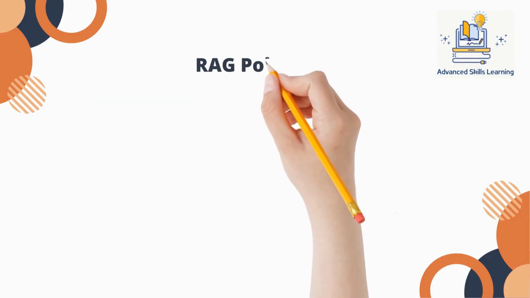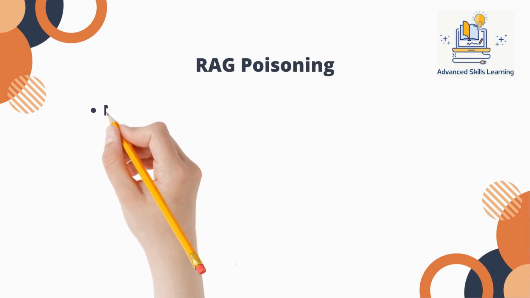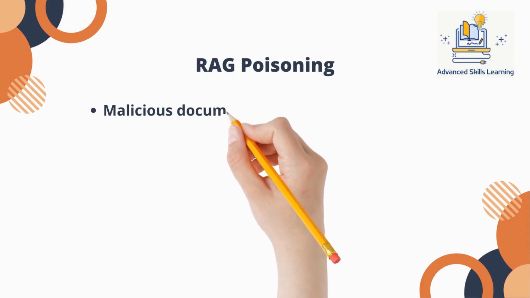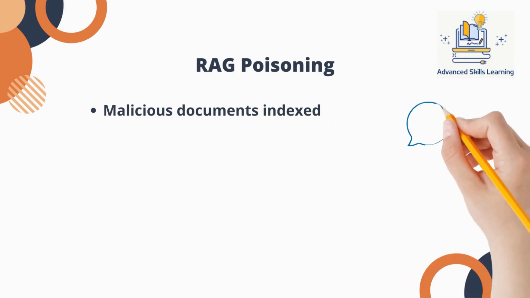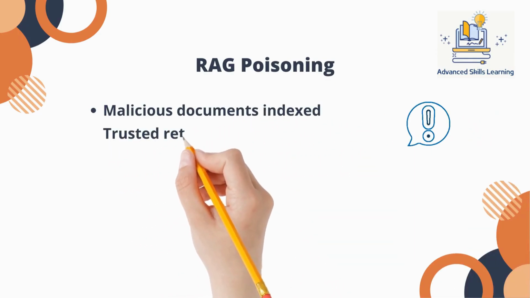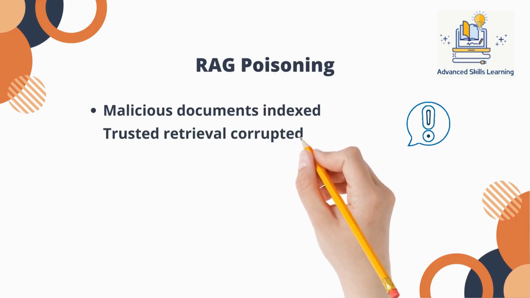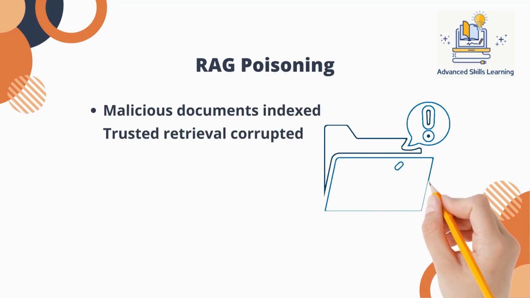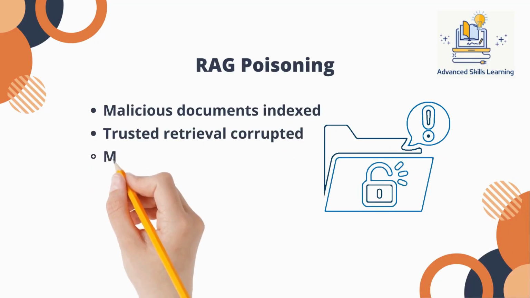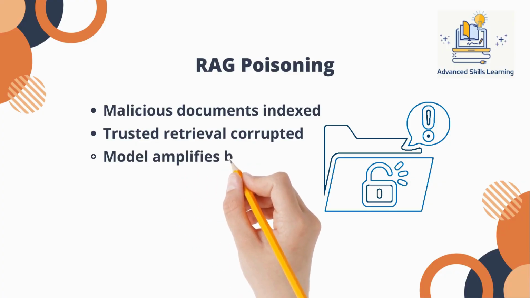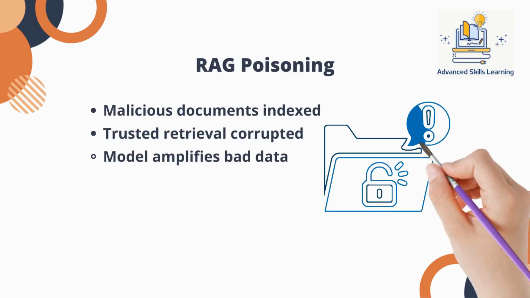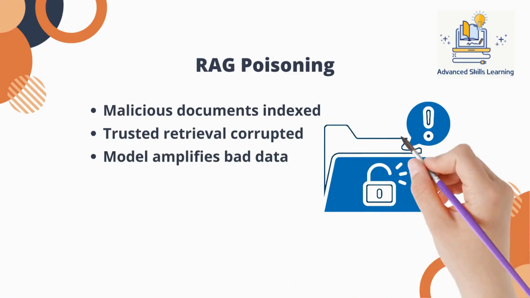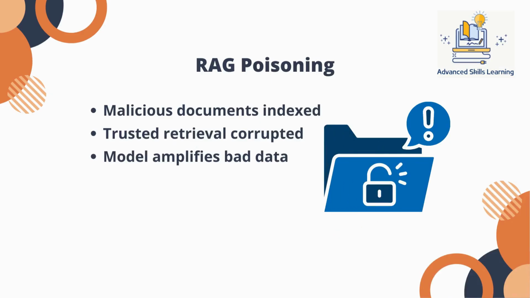Then there's RAG poisoning. If an attacker injects malicious documents into your retrieval system, maybe through a public upload portal or compromised ingestion pipeline, those documents get embedded and indexed. From that point forward, your model may retrieve and amplify that corrupted data. The model appears intelligent and confident, but the source itself has been poisoned. This is especially dangerous in knowledge bases that update automatically.